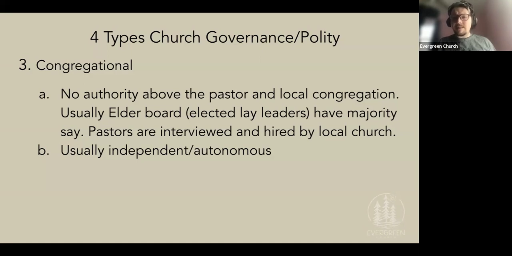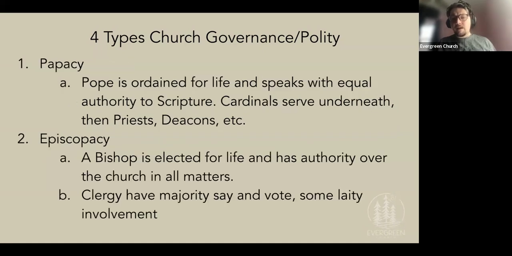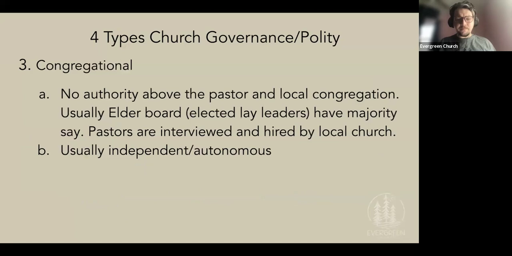It's called a call system. A church will post a job for a pastor, and then the local church has the ability to hire. Whereas in an Episcopal system, the denominational body sends pastors or priests to those churches, and the congregation doesn't really have a say at all. Congregational is the opposite of that, and they're usually independent or autonomous churches.